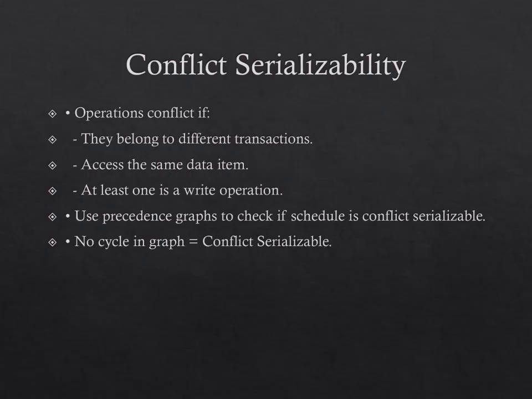Conflict serializability. Conflicting operations happen when two different transactions access the same data item and at least one writes to it. To check conflict serializability, we use a graph. If the graph has no cycle, the schedule is safe and behaves like a serial one.